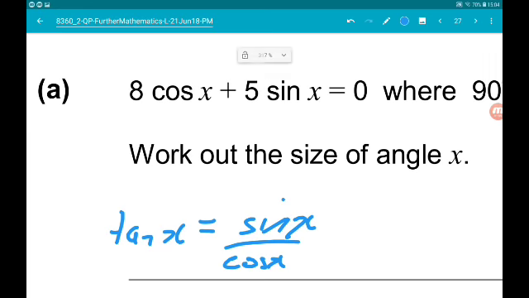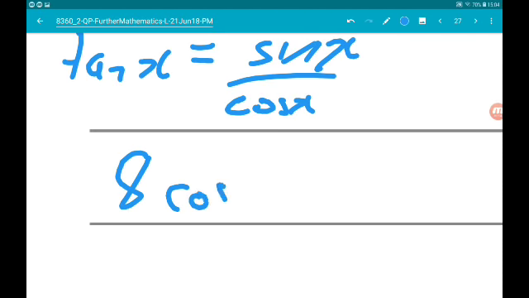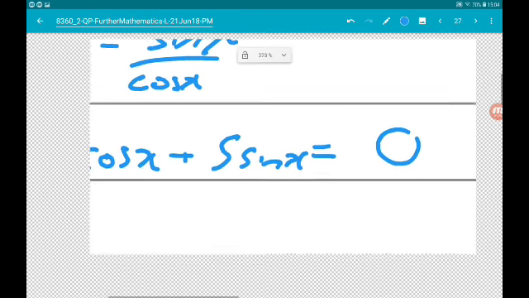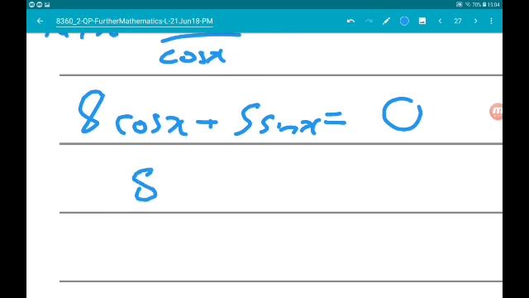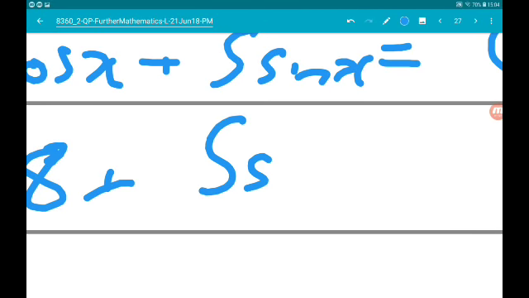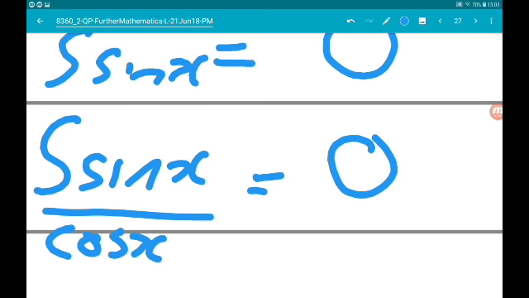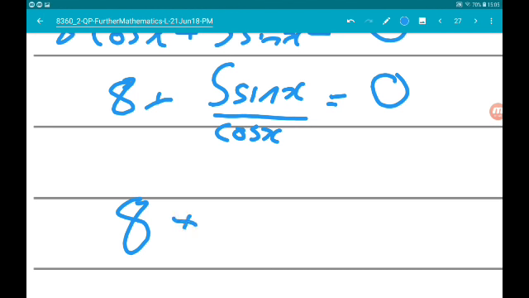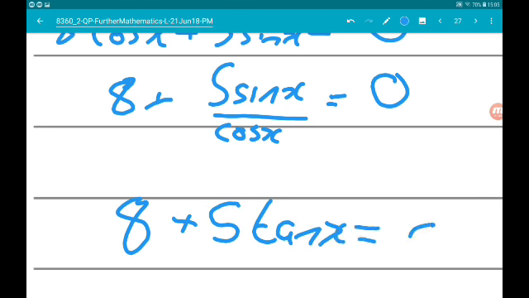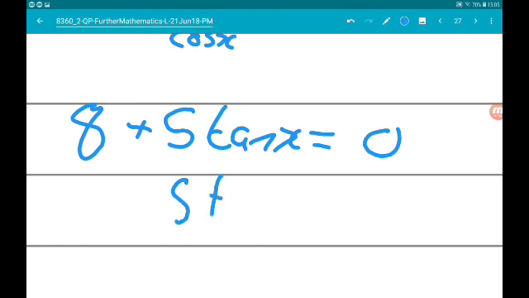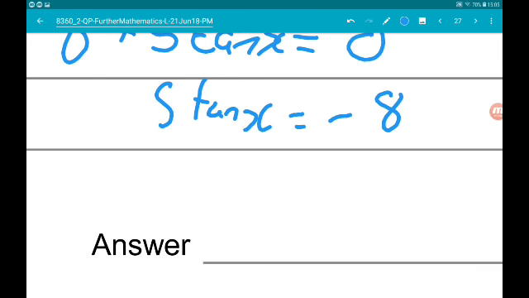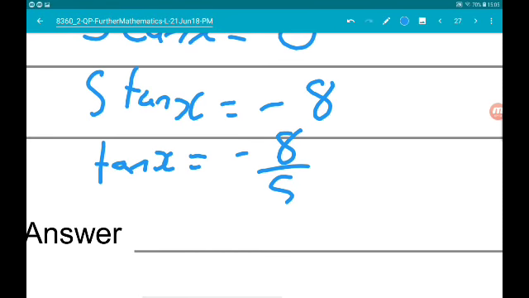So, if we've got 8 cos x add 5 sin x is equal to 0, if we divide through by cos x, we get 8 add 5 sin x over cos x is equal to 0. So we've got 8 add 5 tan x is equal to 0. Take away the 8: 5 tan x is equal to minus 8. Divide by 5: tan x is minus 8 over 5, which is minus 1.6.